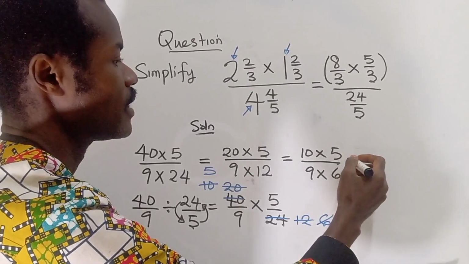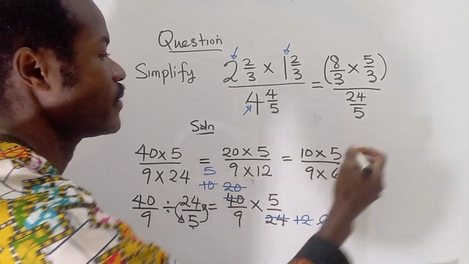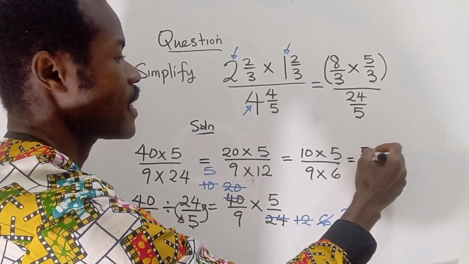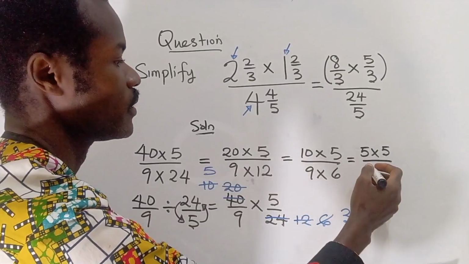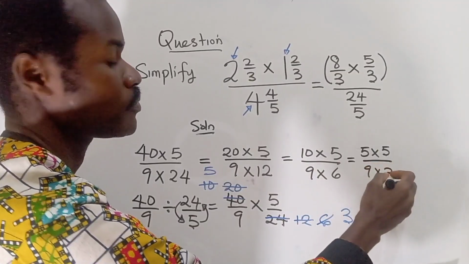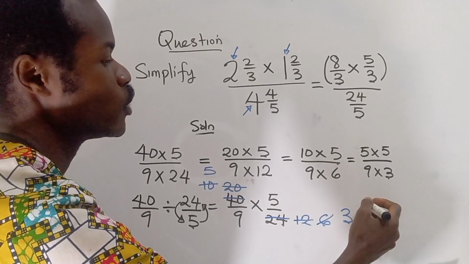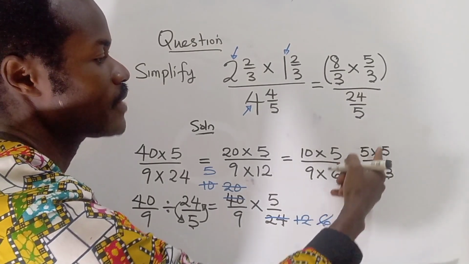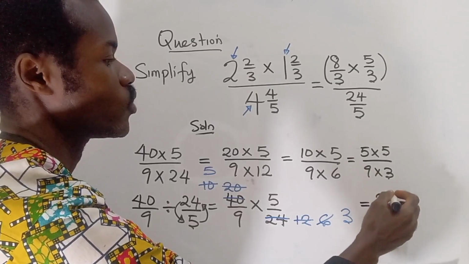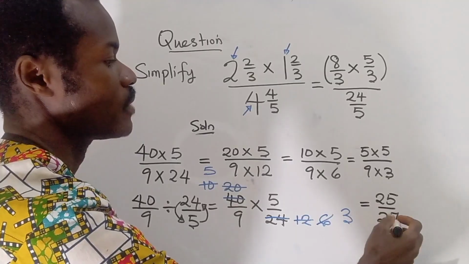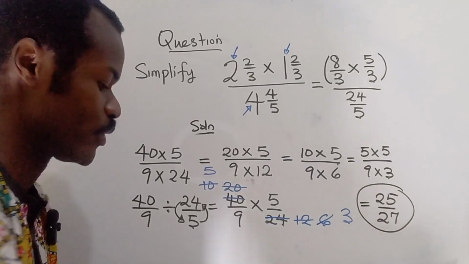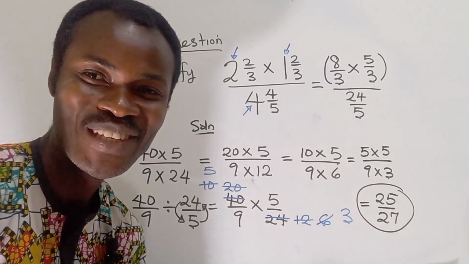So we have it as 5 times 5 divided by 9 times 3. From what we have done so far, 5 times 5 is going to give us 25, and 9 times 3 is going to give us 27. And this we cannot reduce. So that gives us the answer to this problem.